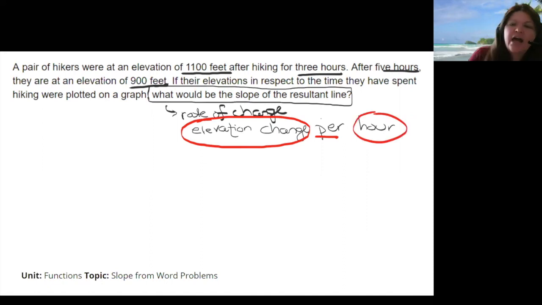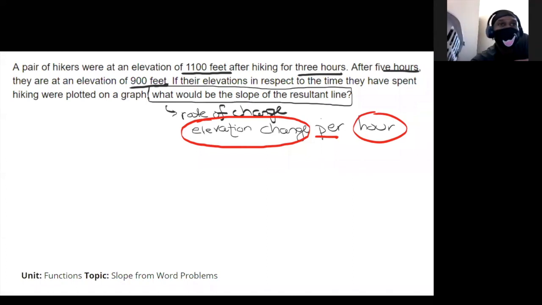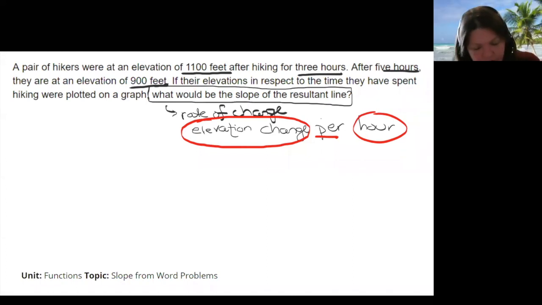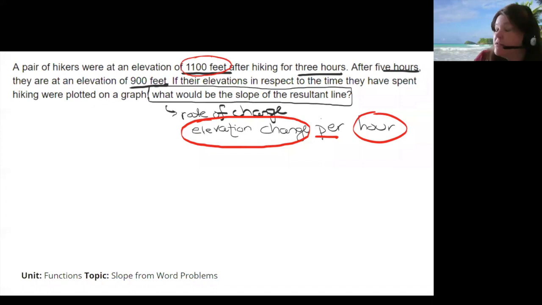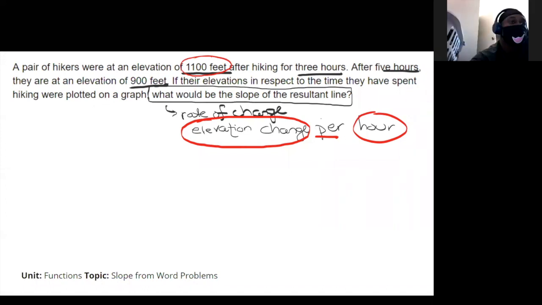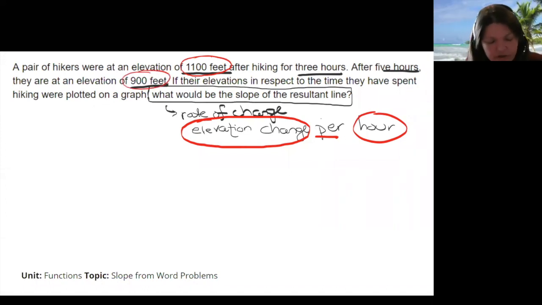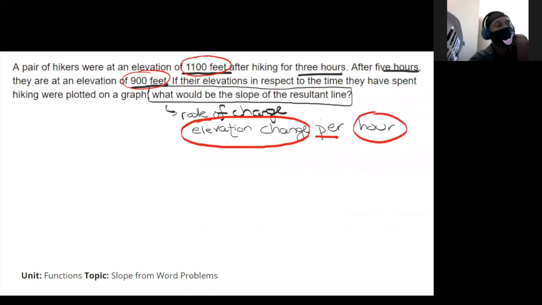So guys, elevation change. How much did this dude's elevation change? How about let's go with starting and ending. Where did his elevation start? What was his starting elevation here? 1,100 feet. It started at 1,100 feet. Beautiful. And where did it end? 900 feet. Beautiful. Okay, so starting at 1,100 feet and ending at 900 feet is a change of how much? 200 feet, absolutely.